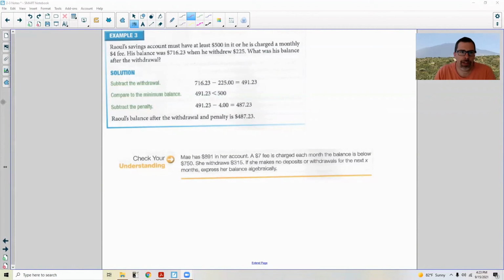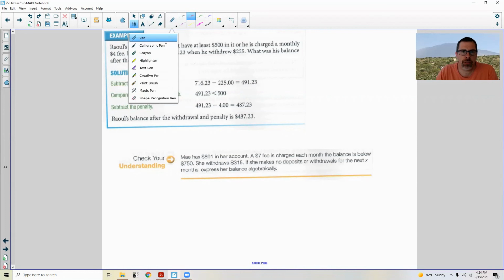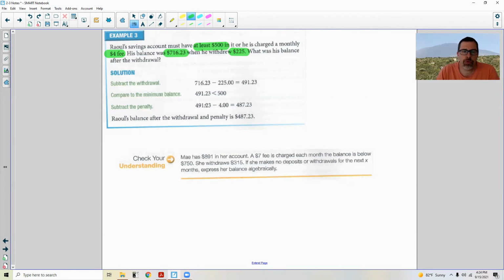Okay, page 3, example 3. Raul's savings account must have at least $500 in it. Okay, that's a minimum. He has to have at least 500 in it, or he'll be charged a monthly $4 fee. His balance was $716.23 when he withdrew $225. What was his balance after the withdrawal?